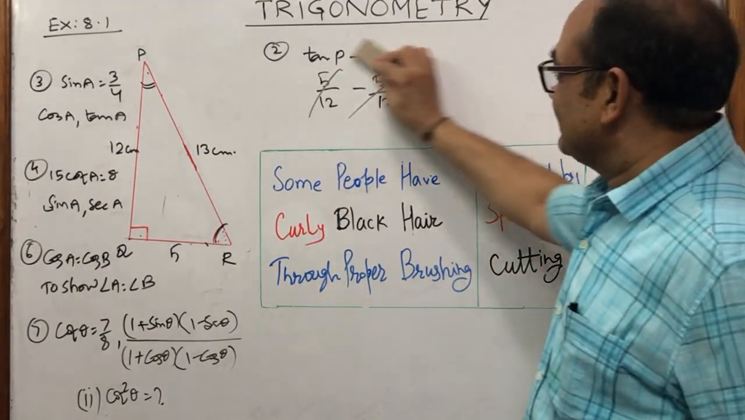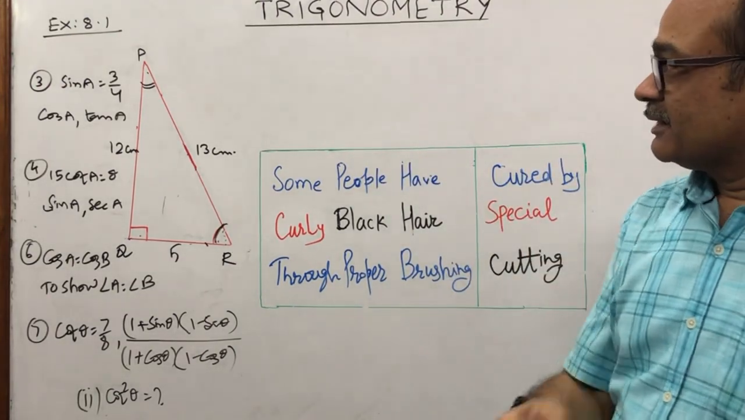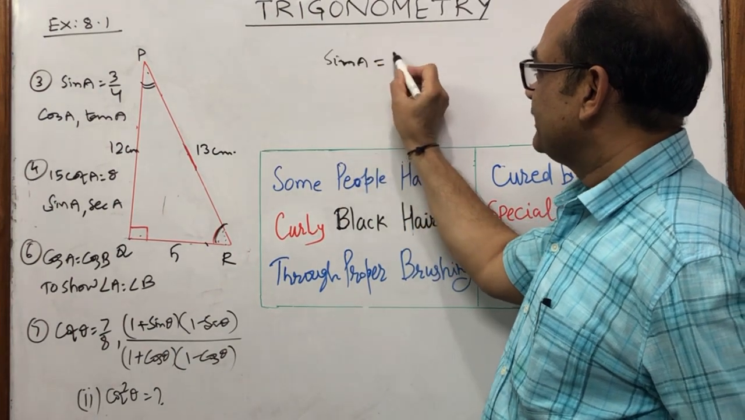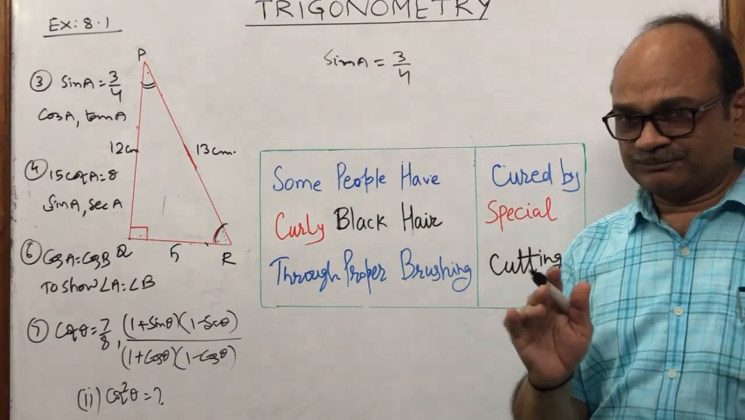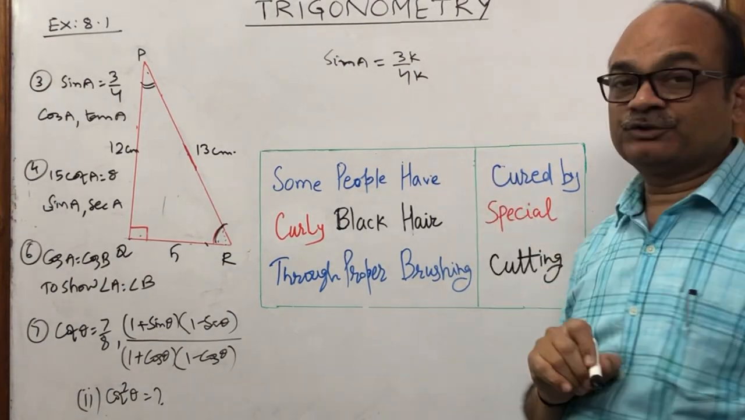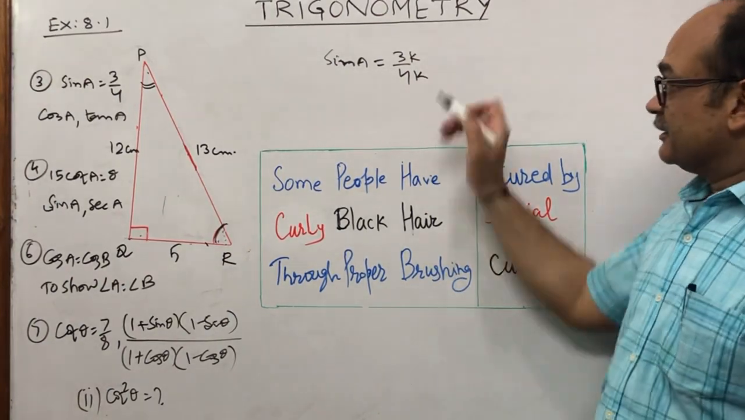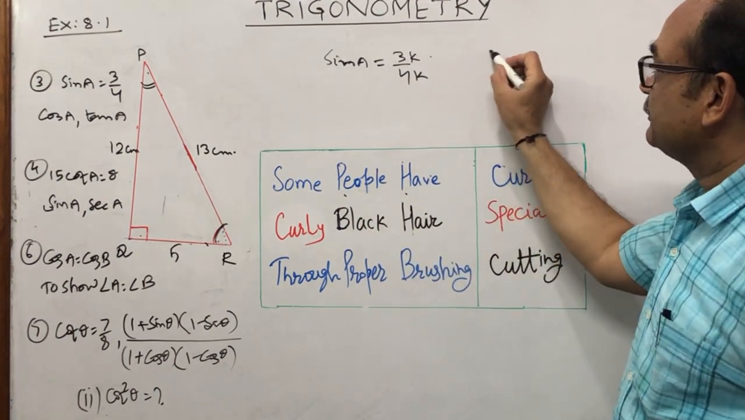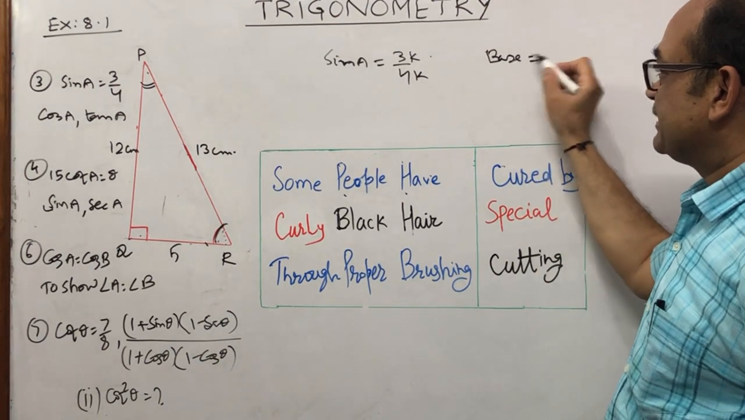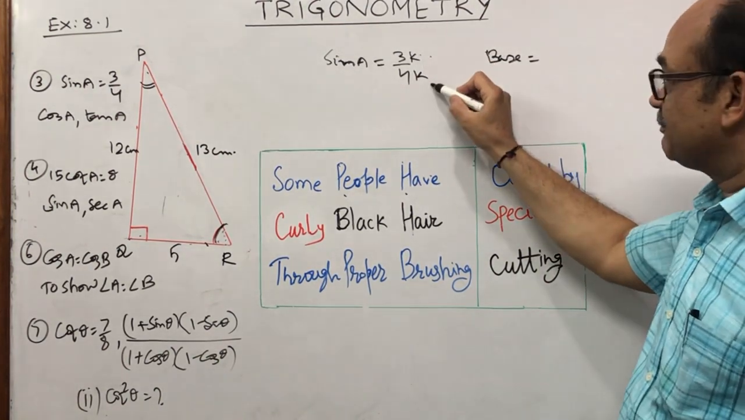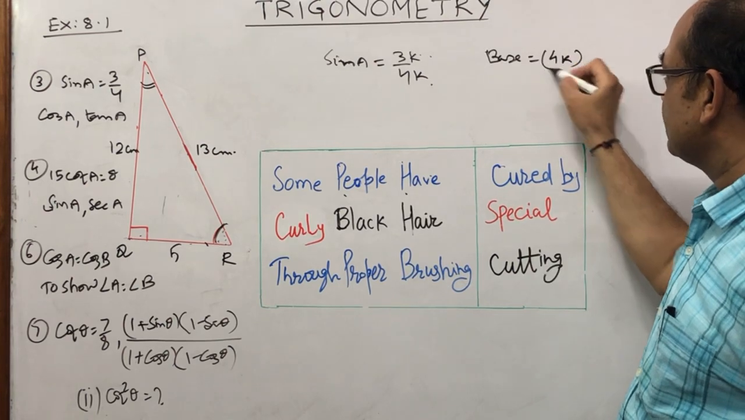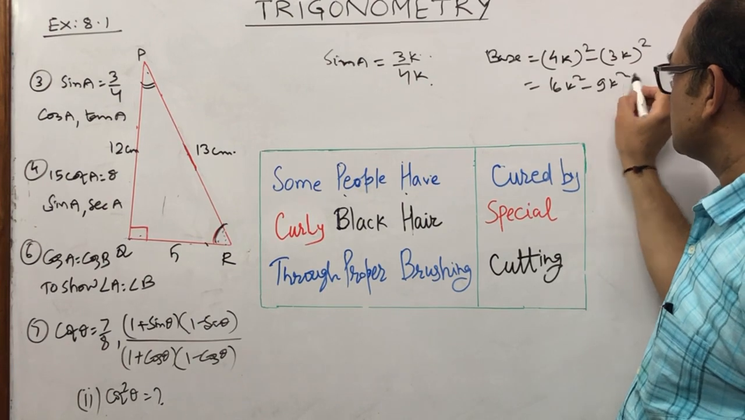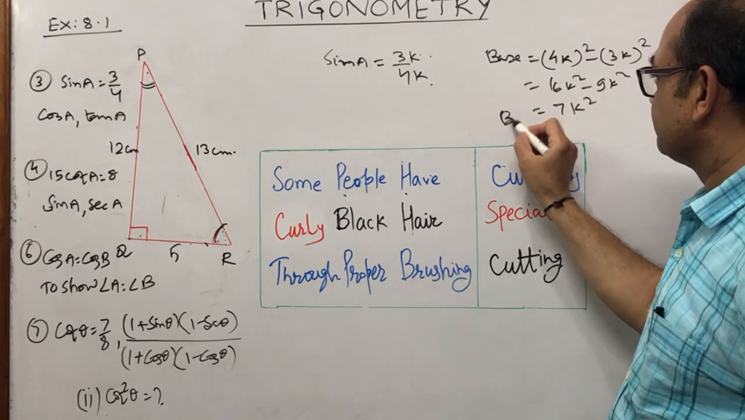Correct? The next sum, number 3. Sin A is 3 by 4, given. It is in the ratio, that's why we have to suppose it is in the ratio 3k is to 4k. This is perpendicular by hypotenuse, p by h. We have to calculate base. So this is perpendicular, this is hypotenuse. Base means 4k square minus 3k square, that is 16k square minus 9k square. It will come 7k square.